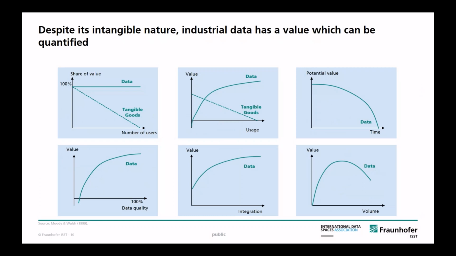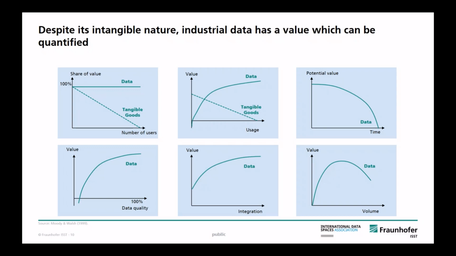We can also look at how data behaves in terms of its value. Of course, it behaves differently than tangible economic goods. For example, in contrast to tangible goods, the value of data does not shrink or diminish with the number of users of that asset, because you can easily copy it without losing any value. Also, we do not have depreciation. It's not wearing off, so to say, as physical assets do. So there is also a constant value, independent of the usage.